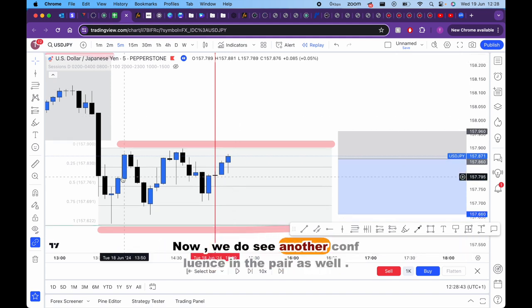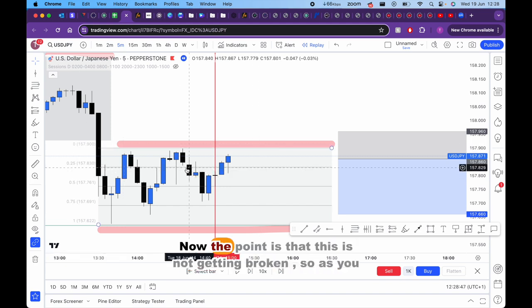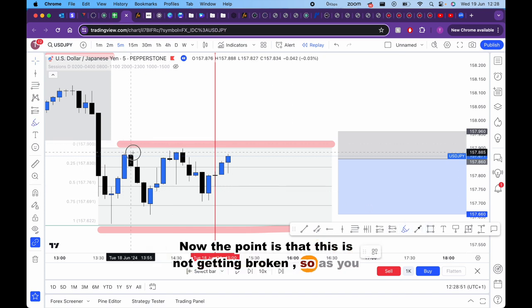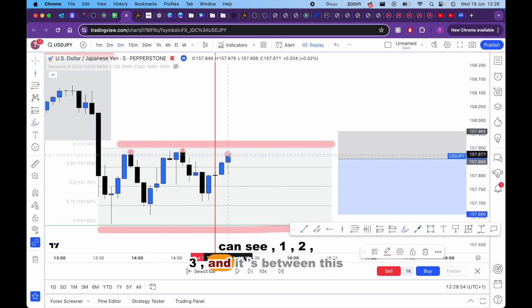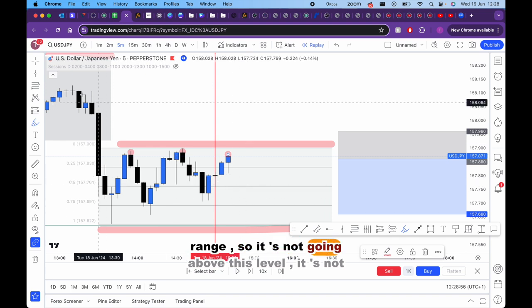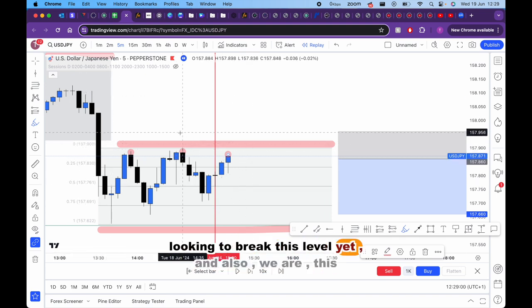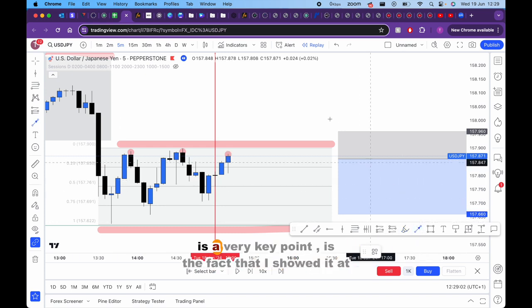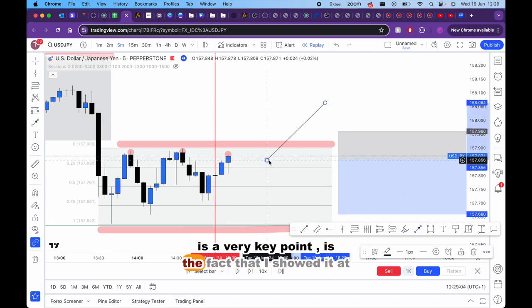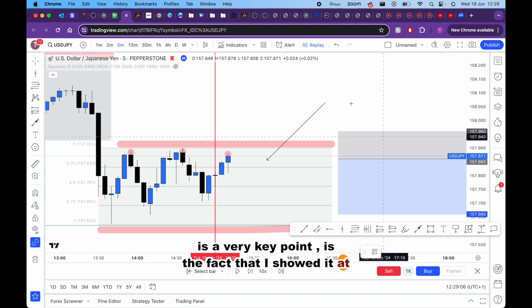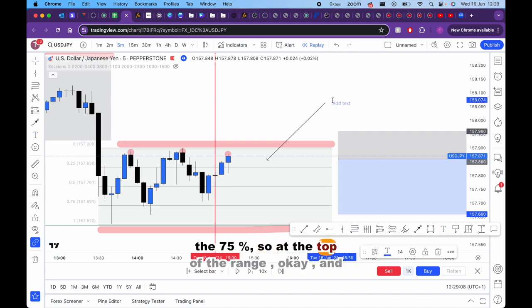Now, we do see other confluences in the pair as well. Now, the point is that this is not getting broken. So as you can see, 1, 2, 3, and it's between this range. So it's not going above this level. It's not looking to break this level yet. And also, this is a very key point, is the fact that I shorted at the 75%, at the top of the range.